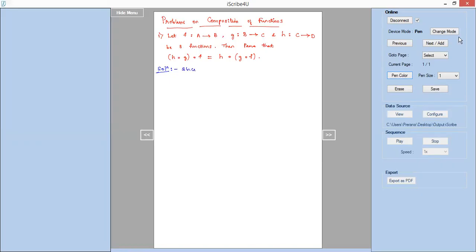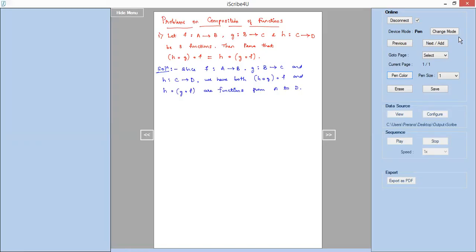Since f is a function from A to B, g is a function from B to C, and h is a function from C to D, we have both (h composition g) composition f and h composition (g composition f) are functions from A to D.